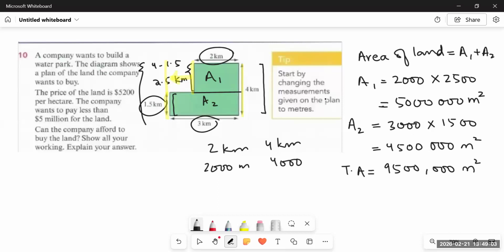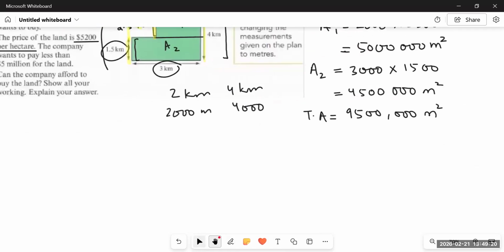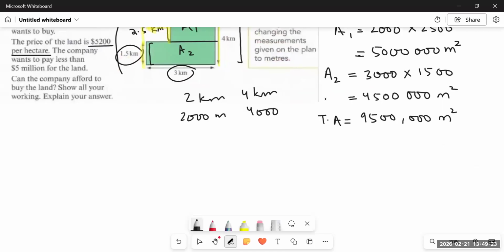After finding the total area of the land, what we will do next, we will convert it into hectares because we are provided with the price of 1 hectare. See, 1 hectare cost $5,200. So let's see what would be the price of how many hectares do we have? For this, we will simply divide it with 10,000. So as we will divide it with 10,000, the answer will convert into hectares. We'll cross out 4 zeros with 4 zeros and we'll be left with 950 hectares.